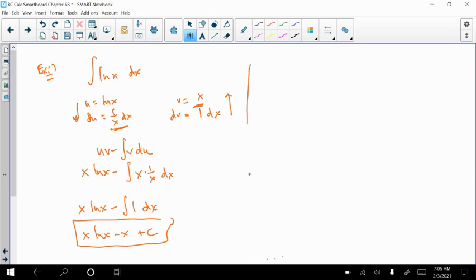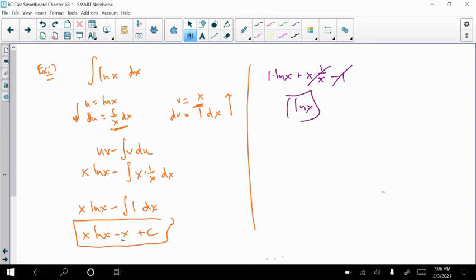And check it out. Do its derivative. Product rule. So derivative of x is 1. Leave ln x alone. Plus leave x alone. Derivative of ln x is 1/x. And then derivative of x is 1. Constant goes away. This is 1 minus 1. So it's ln of x.